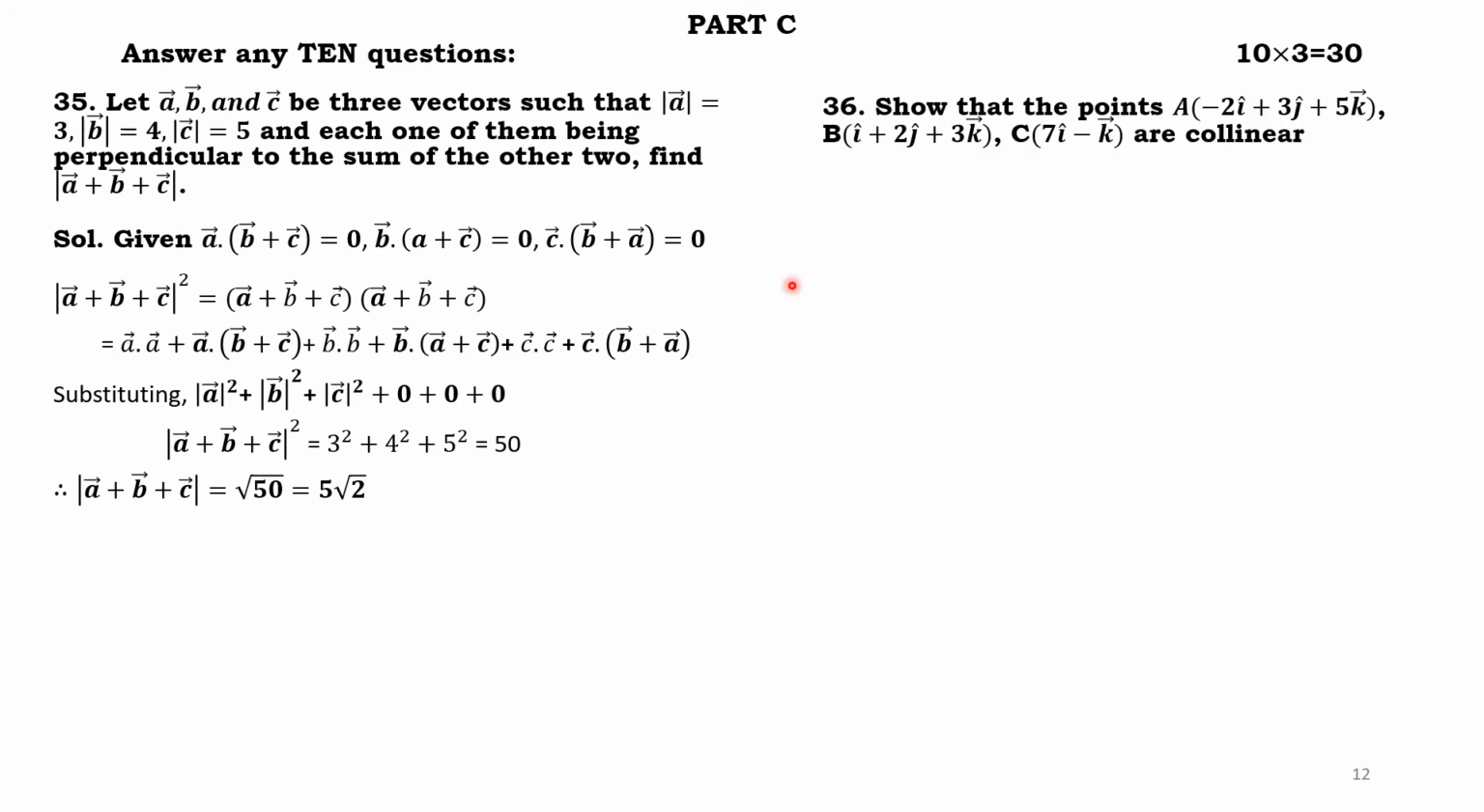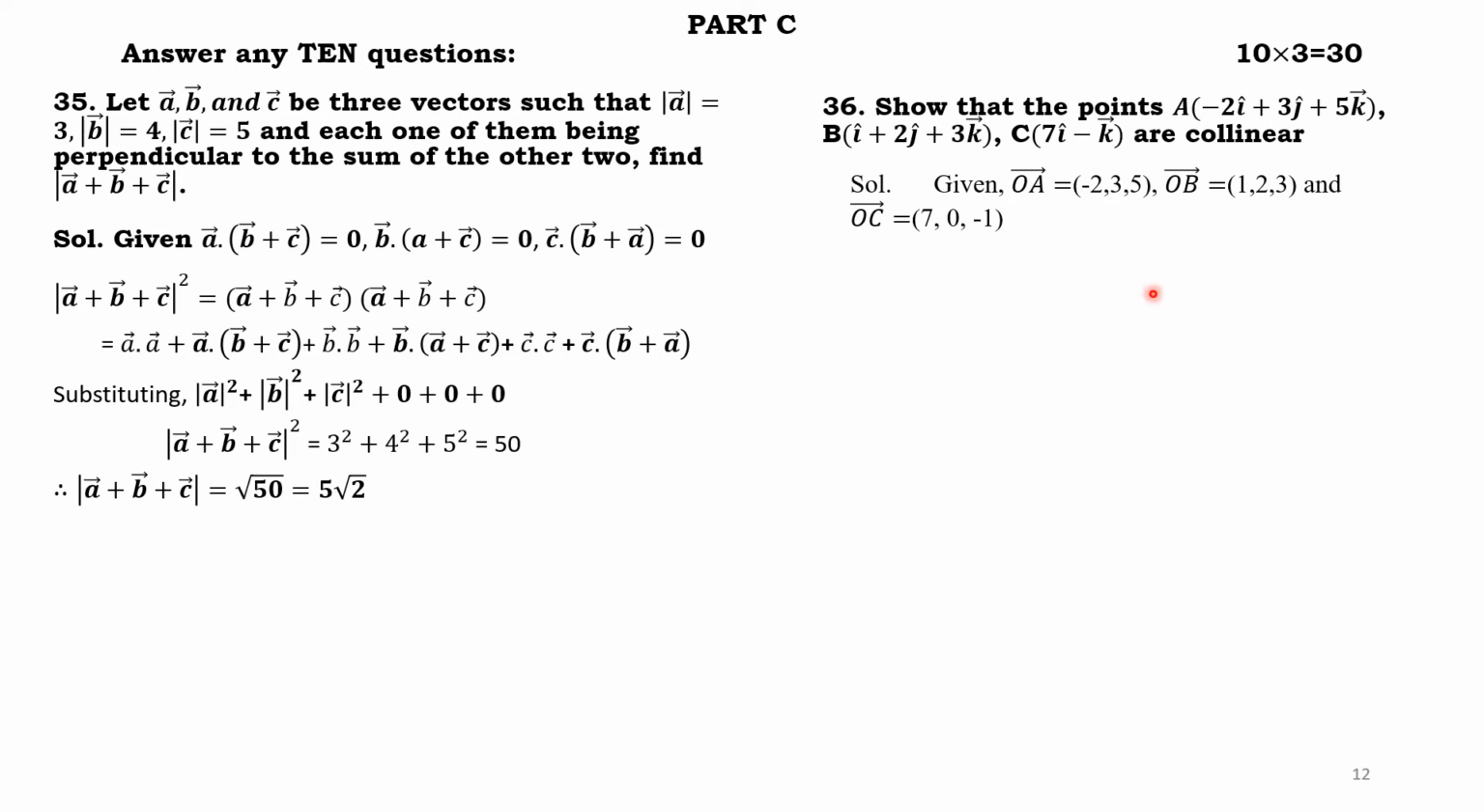Next question. Show that the points A of minus 2i plus 3j plus 5k, point B of i plus 2j plus 3k, and C of 7i minus unit vector k, are collinear. Okay, this we have to find out. Now we have to find out the sides and then we have to prove it. This is also a word example.